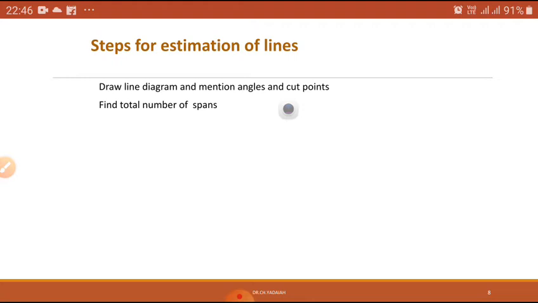Next, find the number of spans. As you know, span means the consecutive distance between two poles, whether it may be 50 meters, 80 meters, 90 meters, 100 meters. You will be given some span, the distance from pole to pole. After that, the number of spans may be calculated by the total length divided by the given span. We are going to get the number of spans.